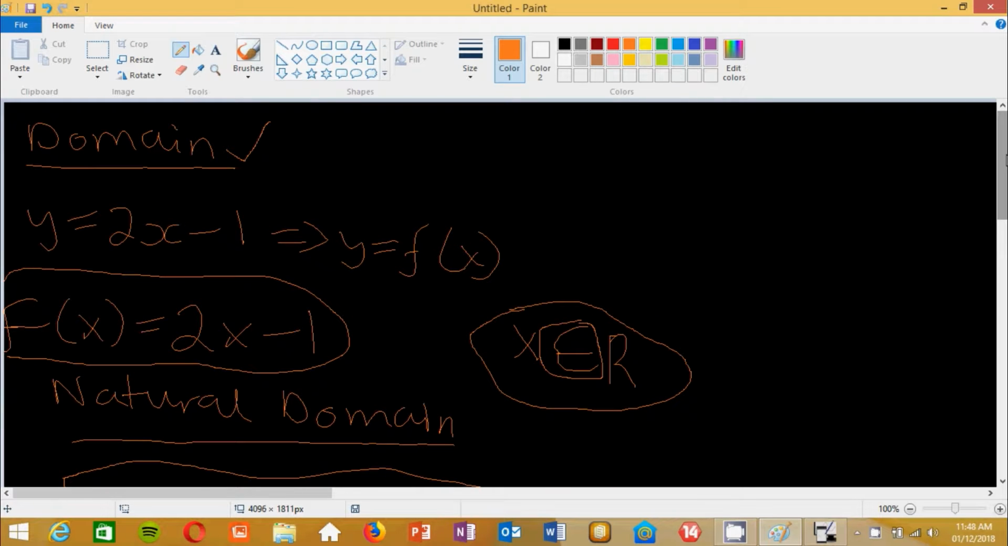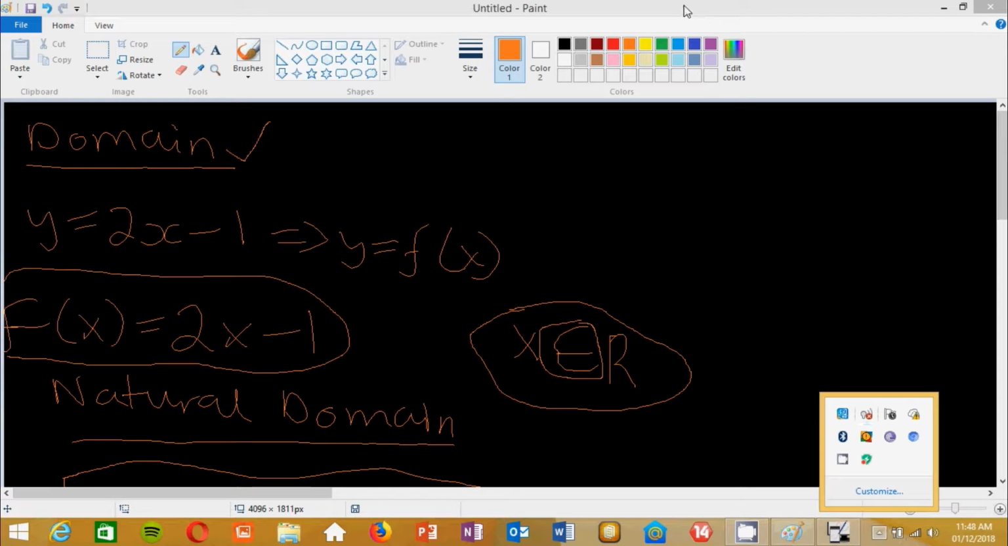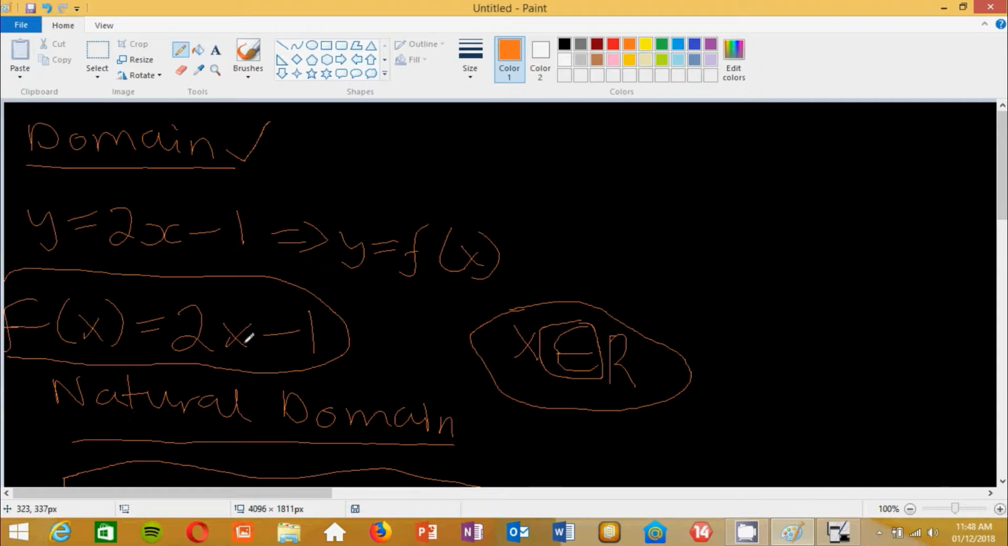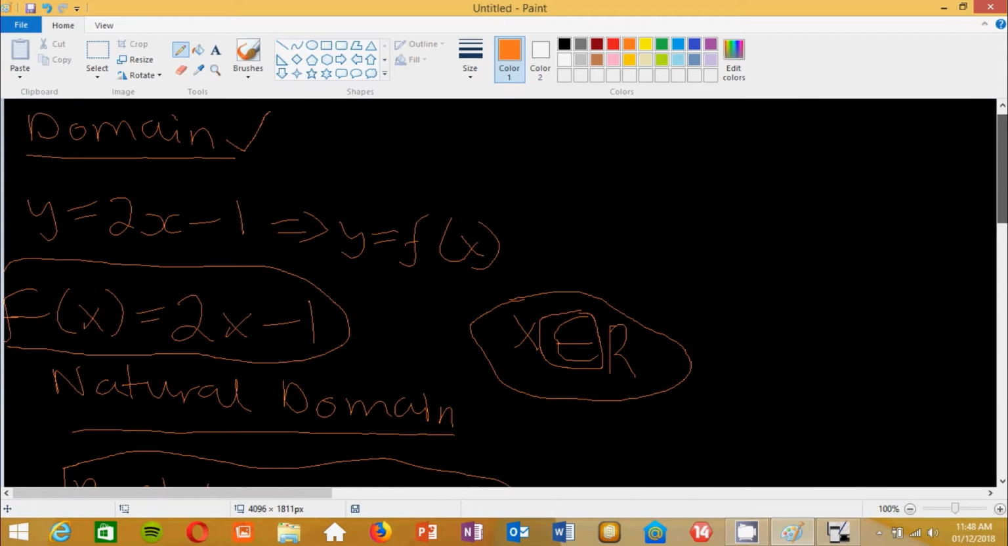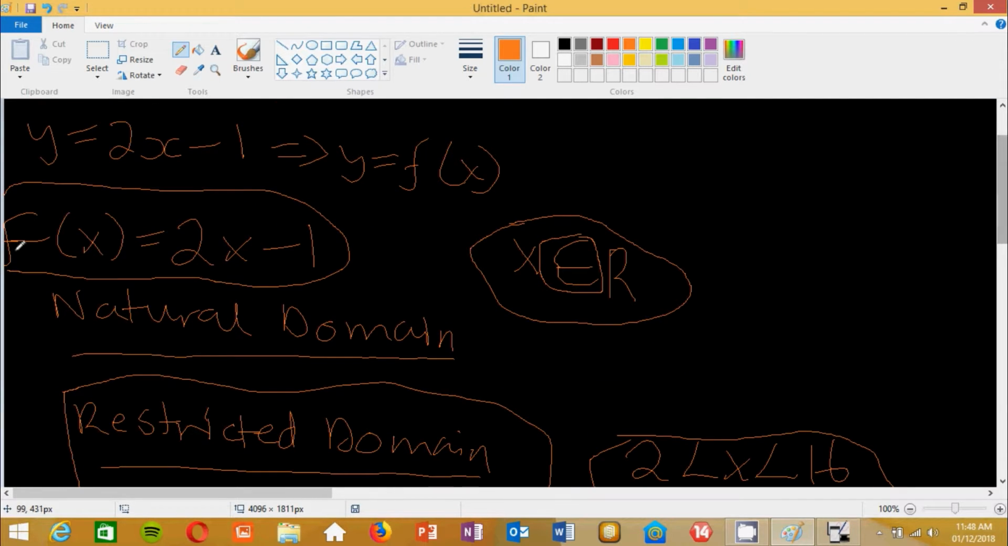Now, the domain of a function basically means what are the possible input values that we are actually allowed to put into the function? For example, this function here, y is equal to 2x minus 1, the values that we're putting into this function are values of x. But what are those values of x that we are allowed to put in?